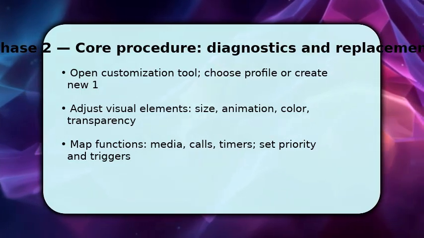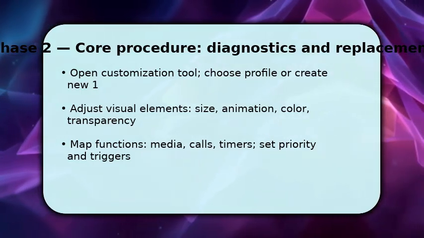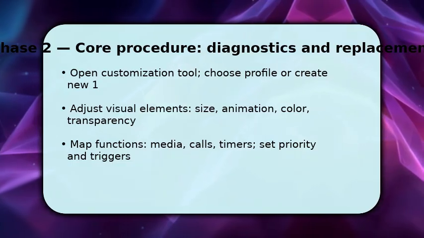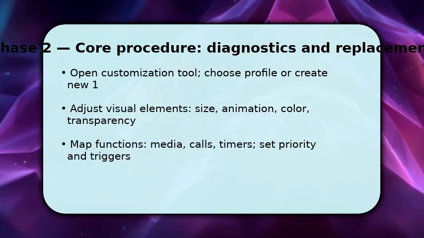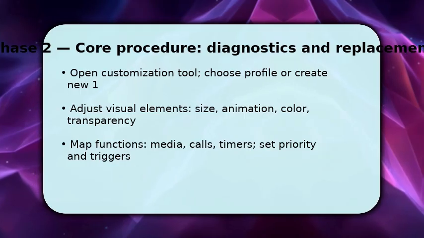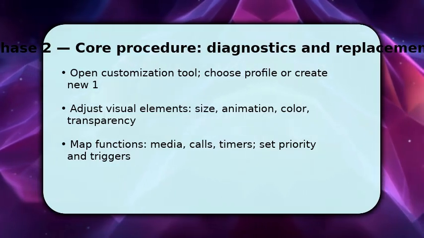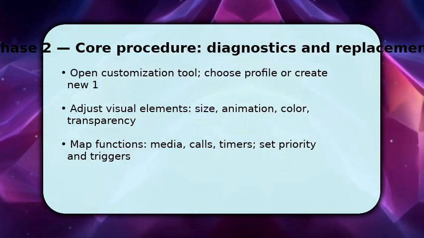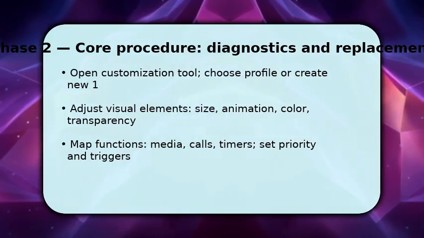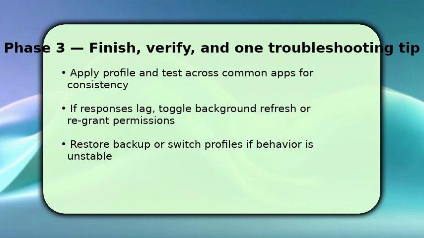and system feel. After that, map functions. Decide whether media, calls, timers, or app events trigger the custom island and set priority rules. Once your mapping is in place, test each trigger briefly to confirm the expected. You finish by applying the profile and testing it across apps you use most.